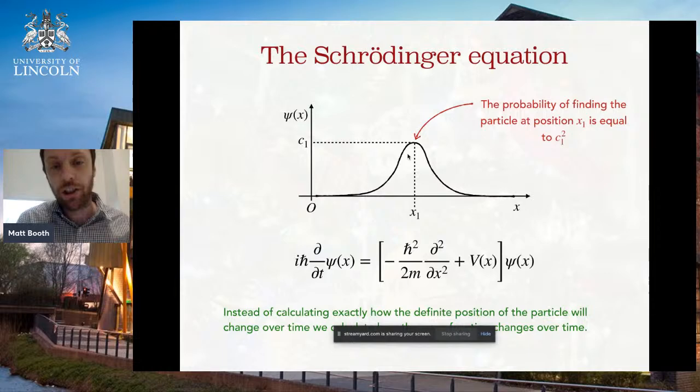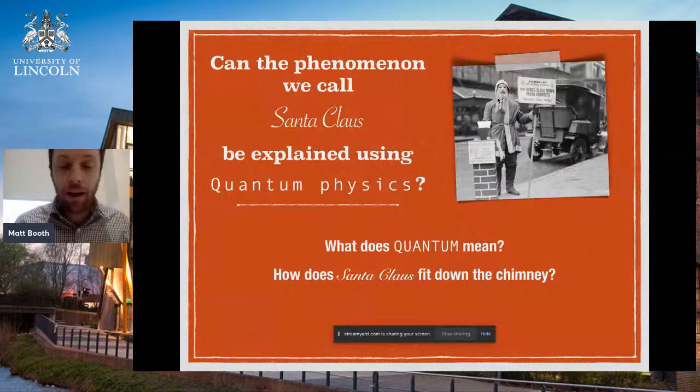The important thing is that quantum mechanics is inherently probabilistic. So this is why a lot of people say that quantum mechanics is weird. It's inherently probabilistic. Okay, so that's a bit of background. We've talked about the wave function. It's a function that contains information about the probabilities of finding the particle at some given position.